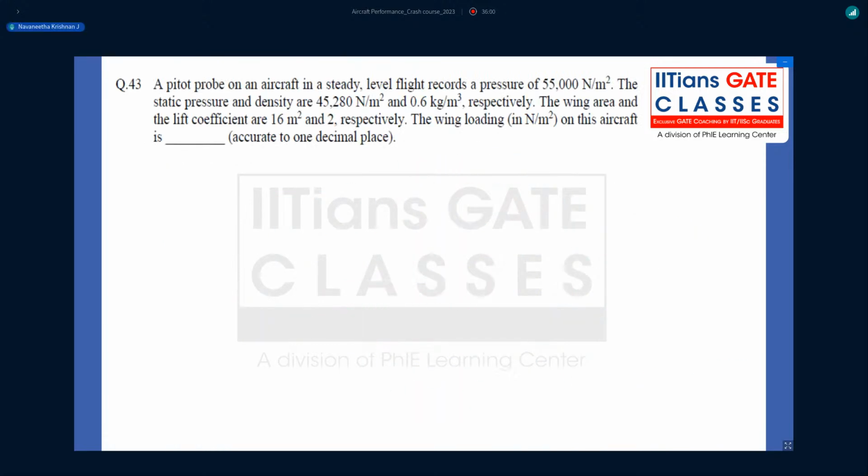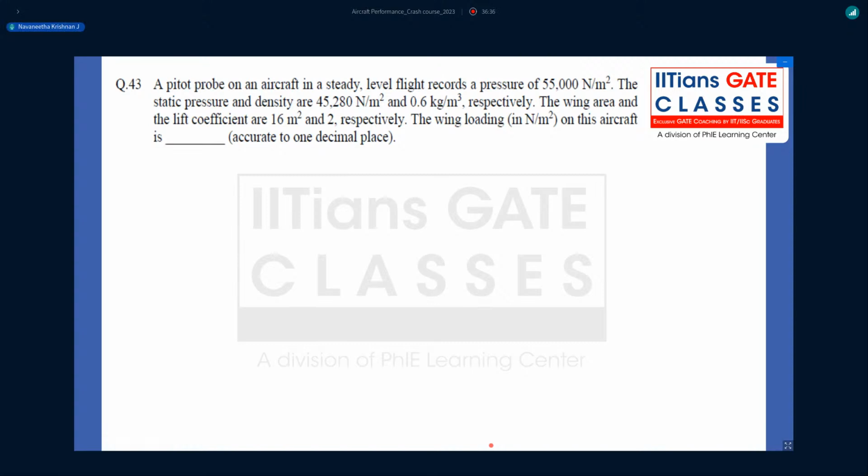Question number 43. A pitot probe on an aircraft in a steady level flight records a pressure of 55,000 Newton per meter square. The static pressure and density are 45,280 Newton per meter square and 0.6 kilogram per meter cube. The wing area and the lift coefficient are 16 meters square and 2 respectively. The wing loading on this aircraft is dash.